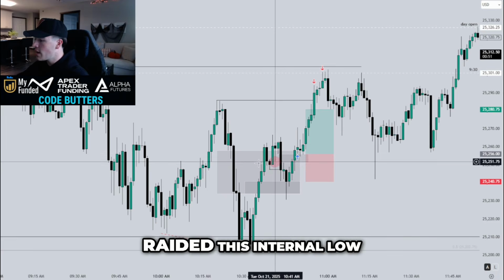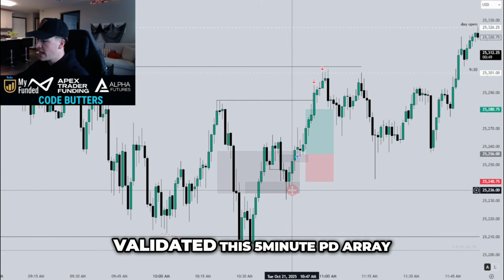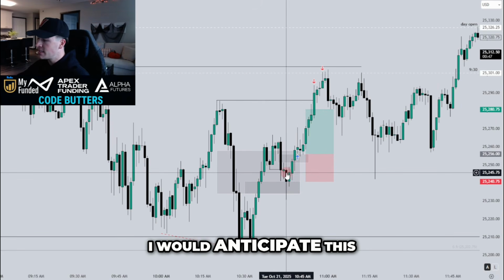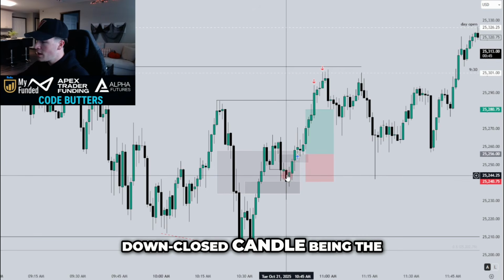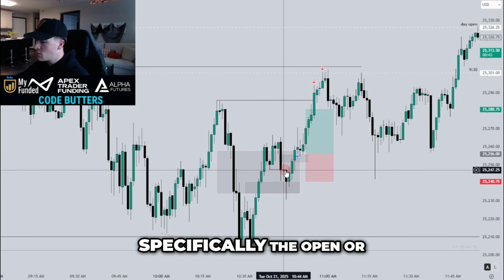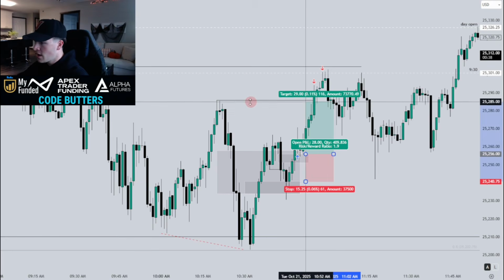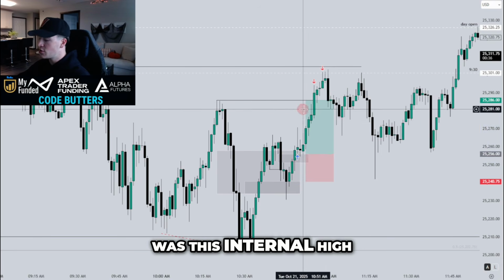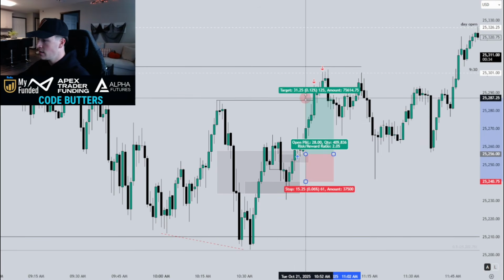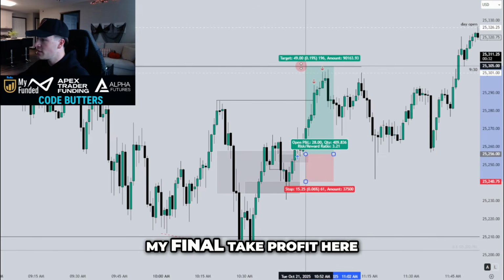Given that we already raided this internal low, validated this 5-minute PD array, I would anticipate this down close candle being the last line of defense, specifically the open or the midpoint of that body. My first profit target was this internal high here that I measured to you guys. And then this was my final take profit here.